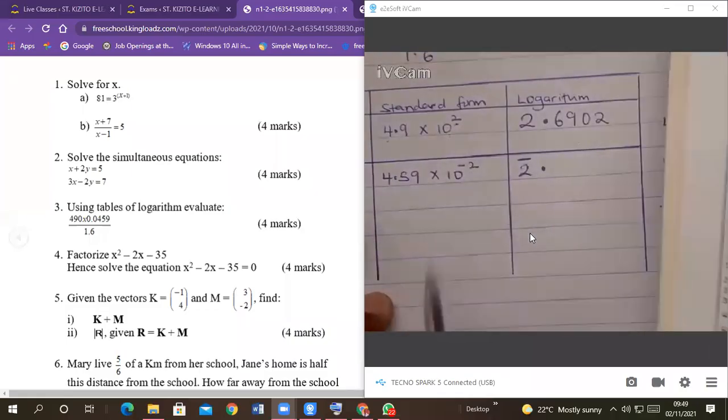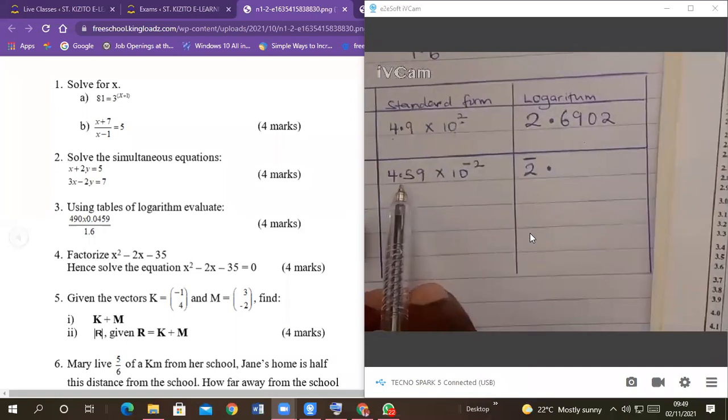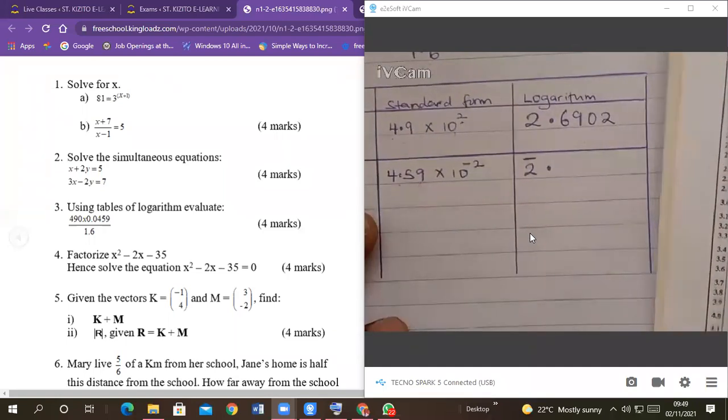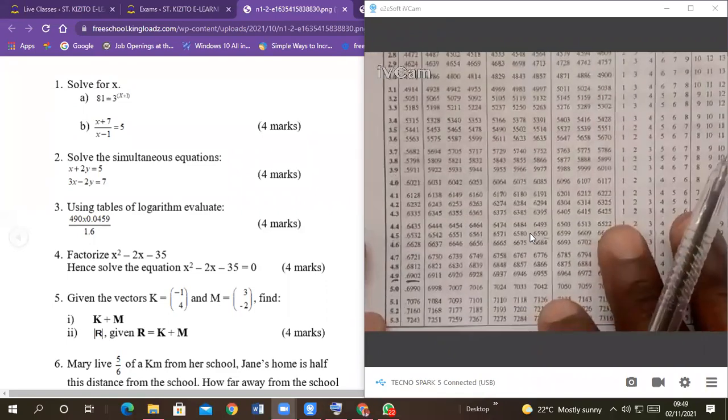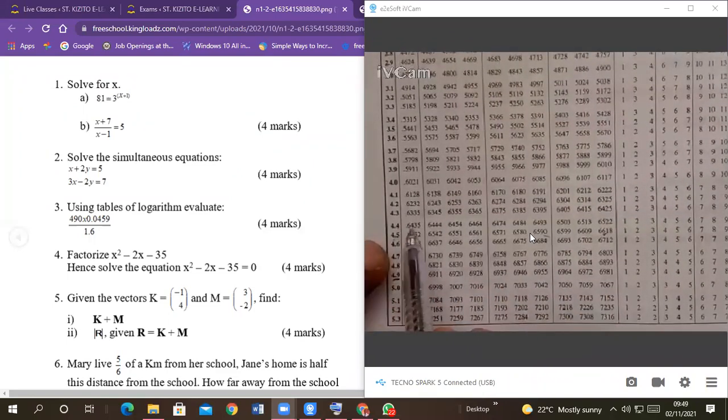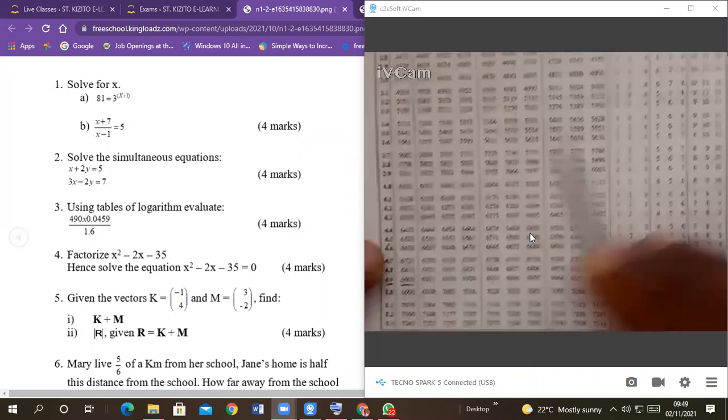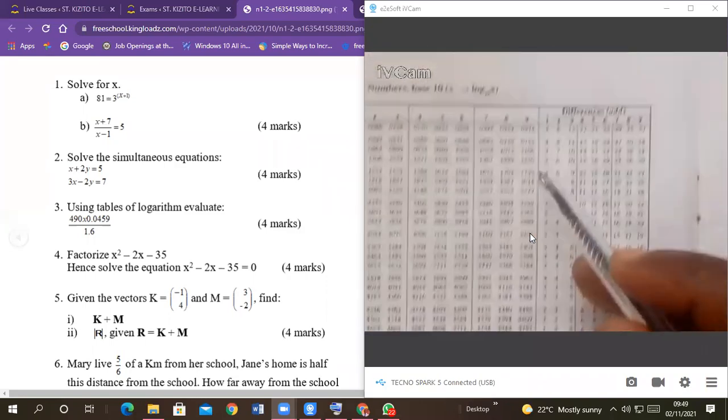Okay, so we are finding the log of 4.59. I'll repeat this for recording, 4.59. So we get out our log tables. We look for 4.5, it is here. Now we go to the column of 9. The columns are up here.